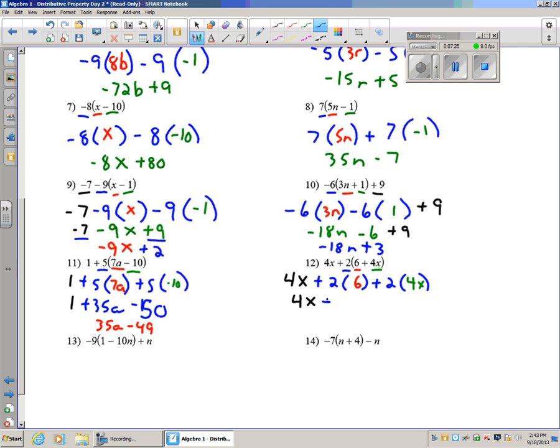2 times 6 is 12, and 2 times 4x is 8x. Now I got 4x and 8x, that gives me 12x, and then there's nothing going on with the 12, so it just drops down, plus 12.